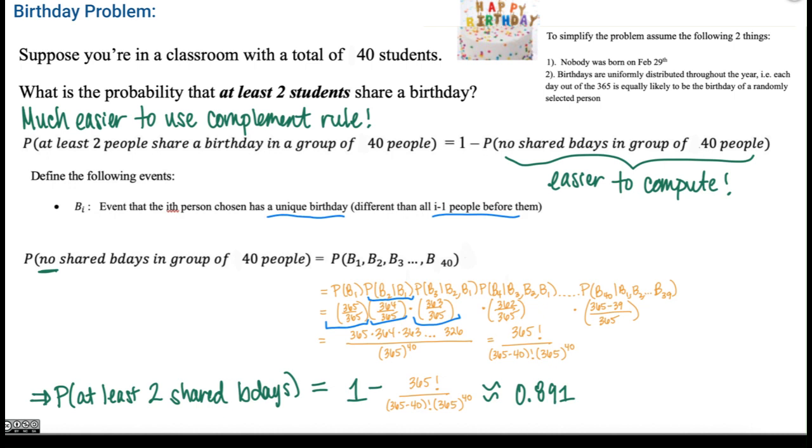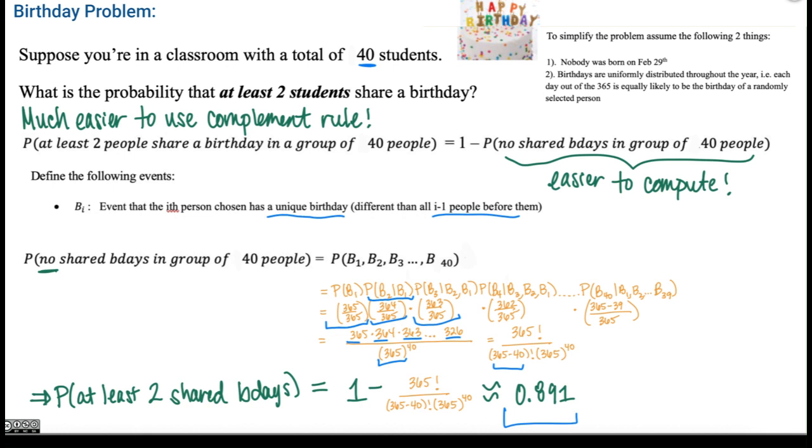So I keep multiplying these together, and you can notice my denominator will be 365 to the number of students, so in this case, 40. And then my numerator is actually going to be 365 factorial. I'm going to be going all the way down, but then I'm going to stop here at 365 minus 40 factorial. If I put that in the denominator, I will stop at exactly the right numerator value. That is the probability of no shared birthdays. And so I want the complement of that. So I want 1 minus that. And I basically have almost a 90% chance of at least 2 shared birthdays.